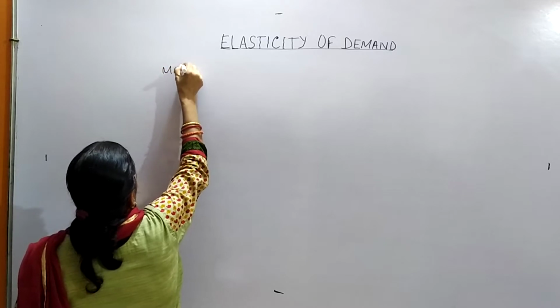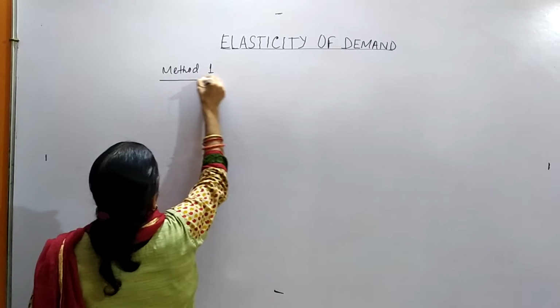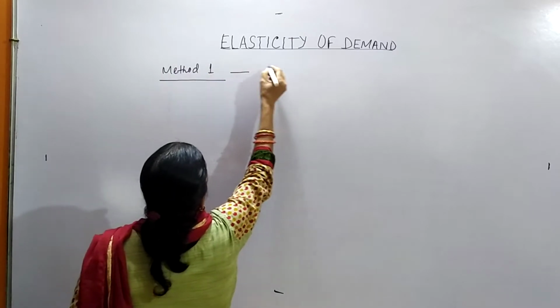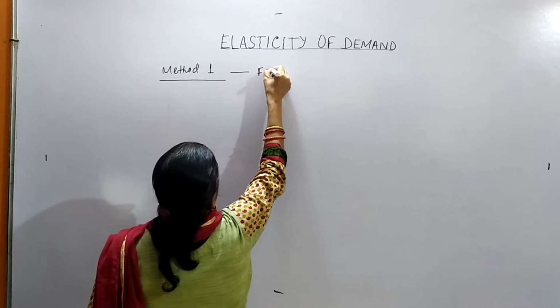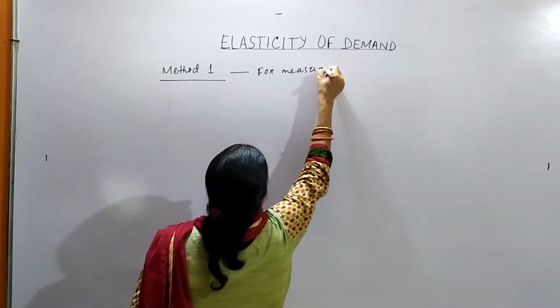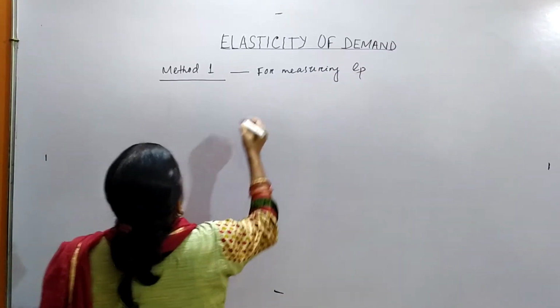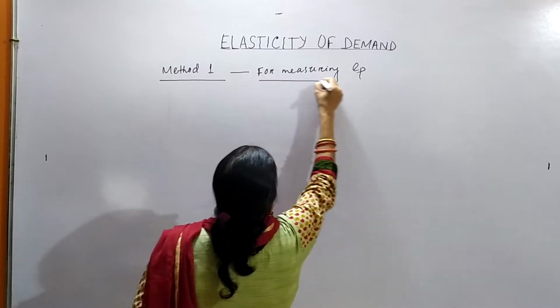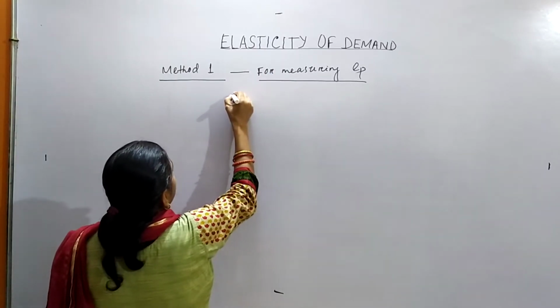Method 1. For measuring EP, the first method for measuring EP is the point price method.